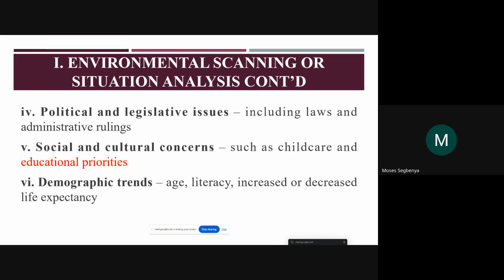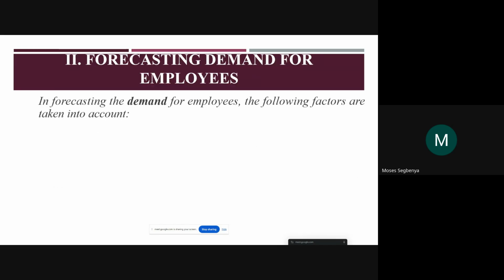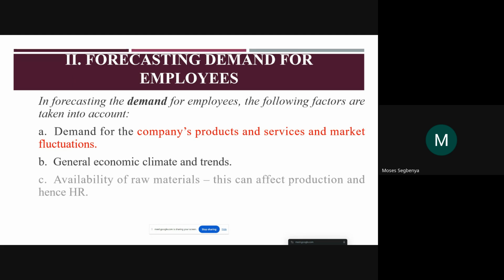So we are saying that in monitoring the environment, we take care of those forces. That's the first step. The second one is now to forecast the demand for employees. Because we are planning, we are forecasting. Forecasting means you are predicting. You are speaking into the future. So in forecasting the demand for employees, the following factors are taken into consideration.